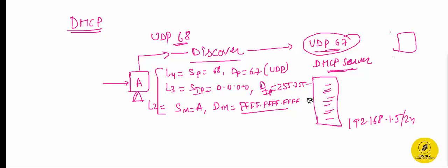So when that gets delivered, the DHCP server will look at the layer 2 information, that it's for a broadcast MAC address, for a broadcast IP address, but when it goes to layer 4, it checks that this is for a DHCP server listening on port 67. So then the DHCP server replies back. The reply from the DHCP server is known as the offer. So the DHCP server sends an offer. This is sent by the server to the client.